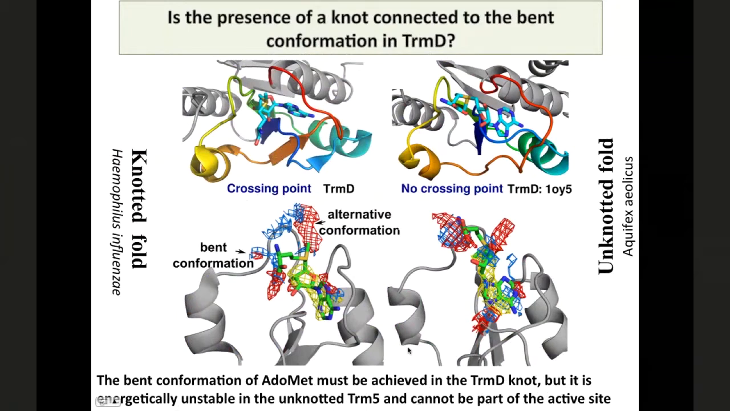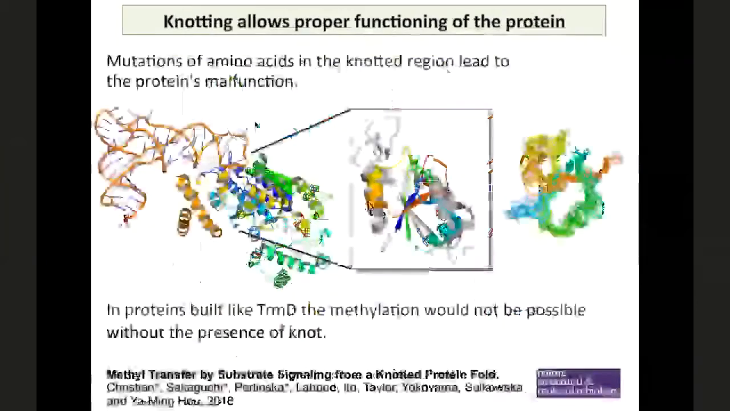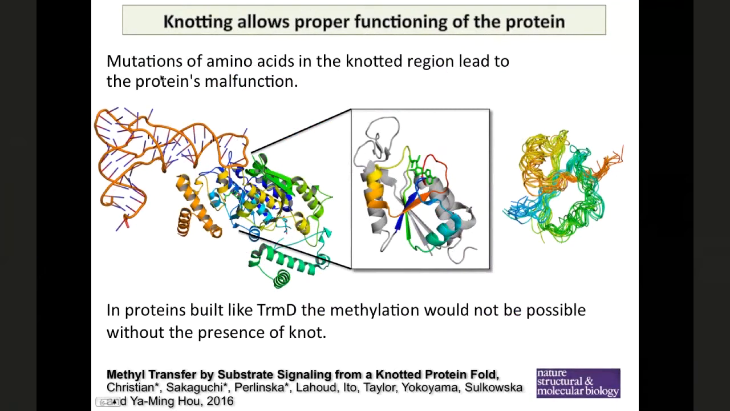So we can conclude that only the knotted shape allows this protein to bind the ligand in the bent conformation. So if this is true, then we can say that a mutation inside the knotted core can lead to malfunction of this protein.